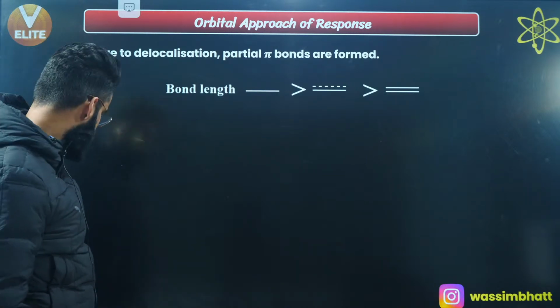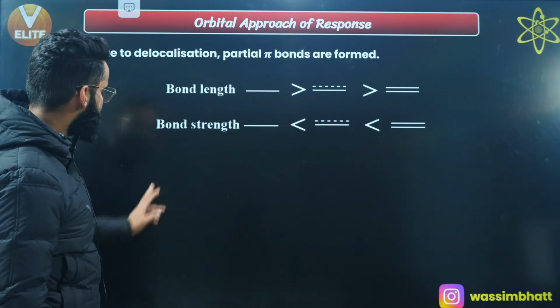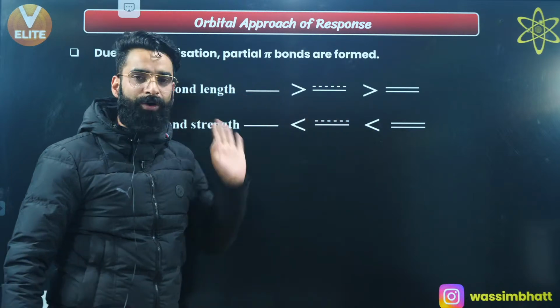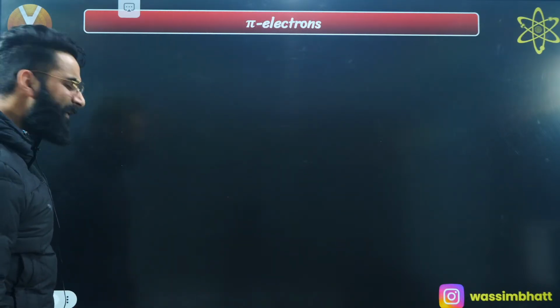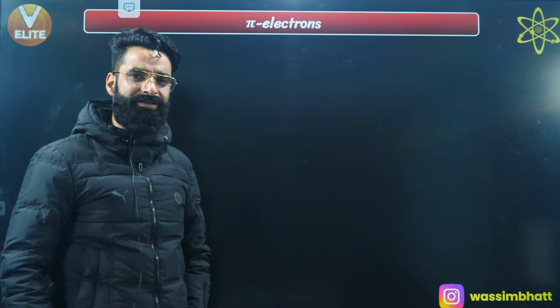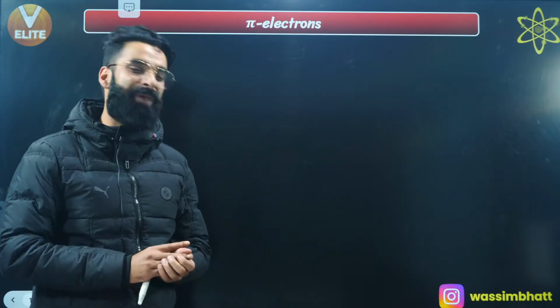I'm sure it's clear to everyone, right? So this is the order of bond strength and this is the order of bond lengths. We have discussed this too. Now if I talk about these high energy electrons, these pi electrons, right?